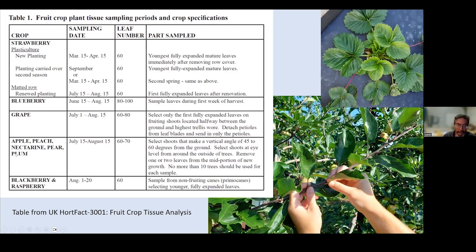For peaches, apples, and other tree fruits, sample in July and August, and for some of the small fruits like blueberry, into June. And this table is available from UK Hortifact 3001, fruit crop tissue analysis. So for our apples, we'll select from a shoot that's 45 to 60 degrees from the ground at eye level, according to this recommendation, and then 1 or 2 leaves from the midpoint of that shoot, where those hands are.